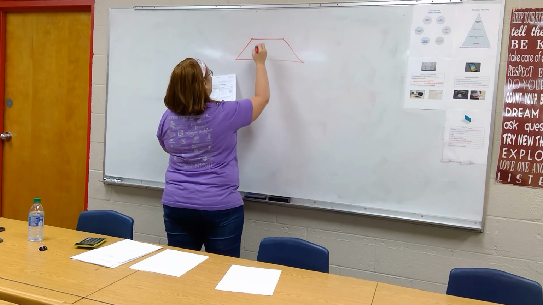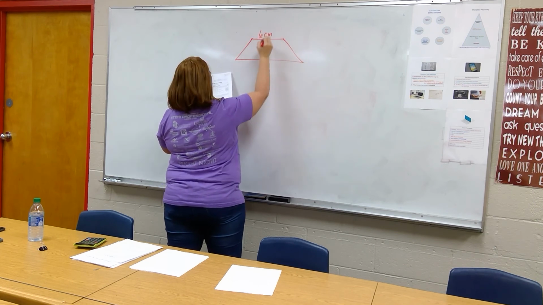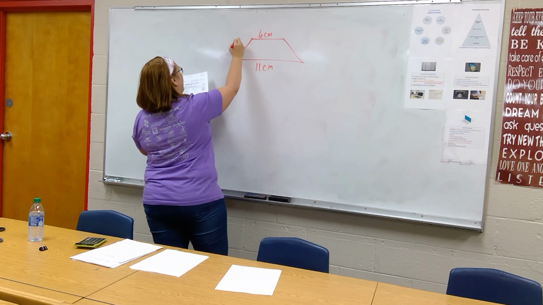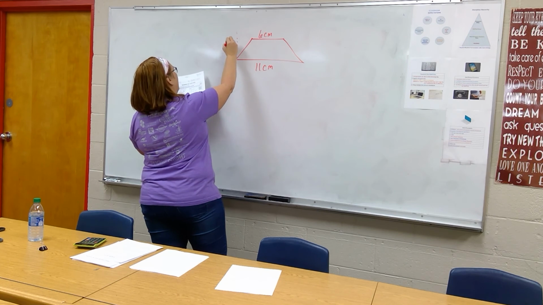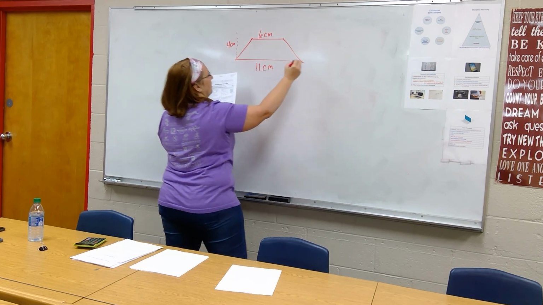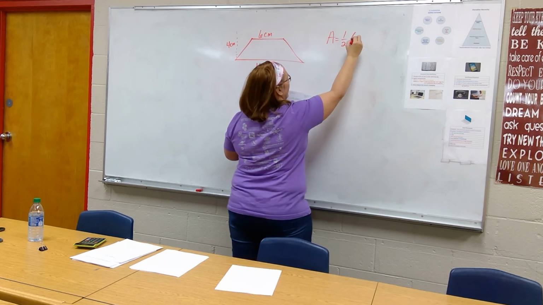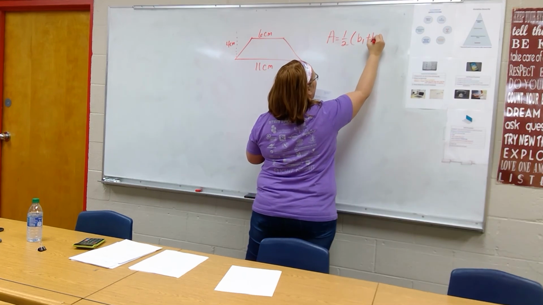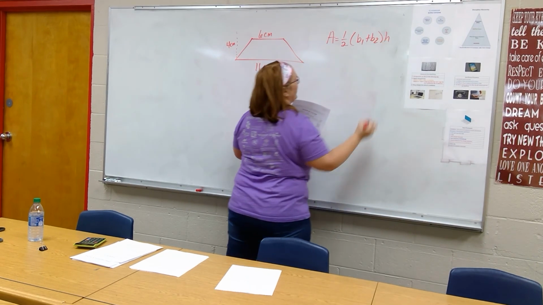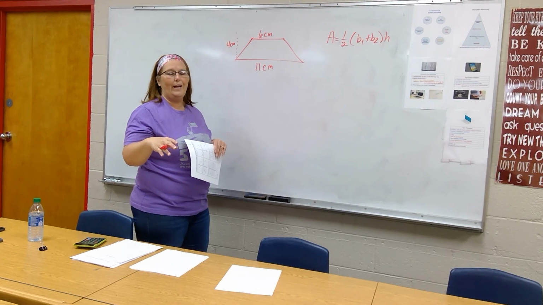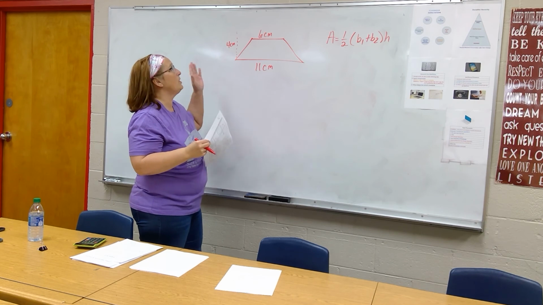So you have a trapezoid. Base 1 is 6 centimeters. Base 2 is 11 centimeters. You have your height of 4 centimeters. Your formula is area equals 1/2 times base 1 plus base 2 times height. So whenever you do that, you need to write everything out that we know and then work from there. Make sure you're using the PEMDAS.